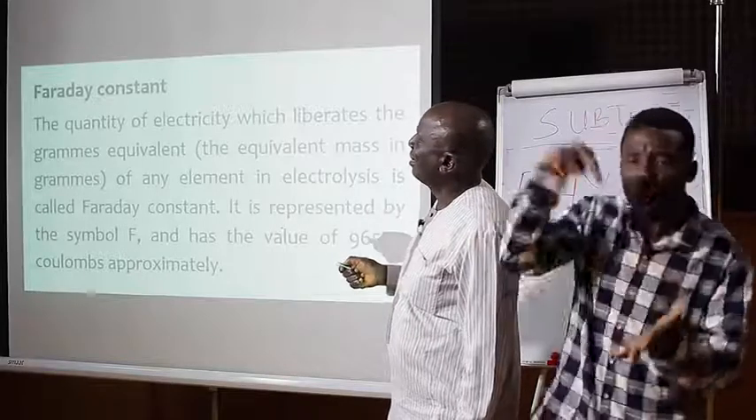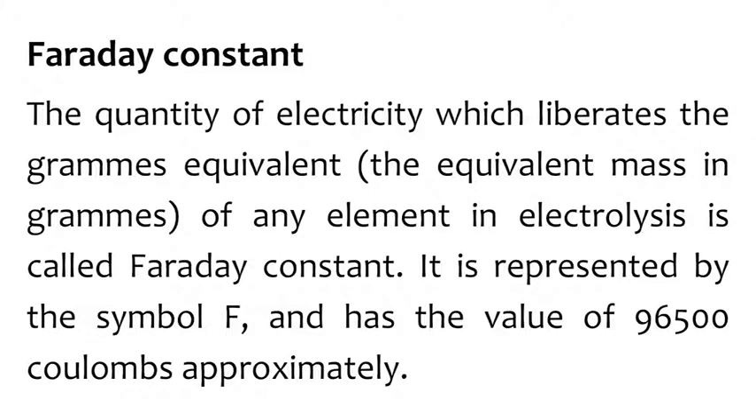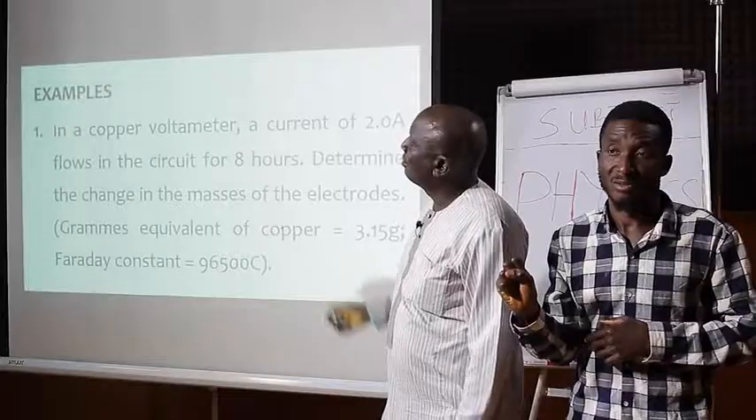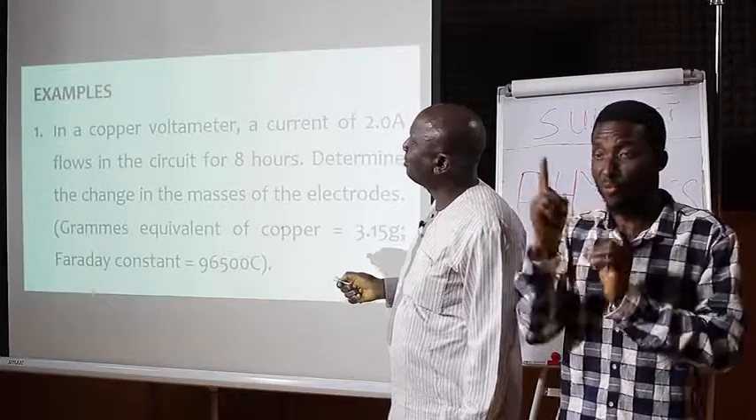Faraday constant: the quantity of electricity which liberates the gram equivalent, which is the same as the equivalent mass in grams of any element in electrolysis, is called Faraday constant. It is represented by the symbol capital F and has the value of 96500 coulombs approximately.